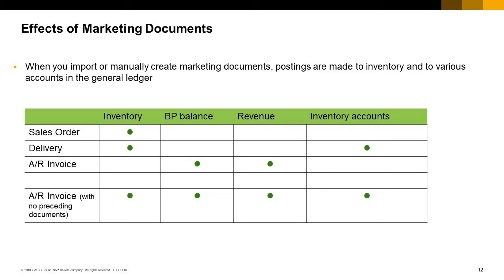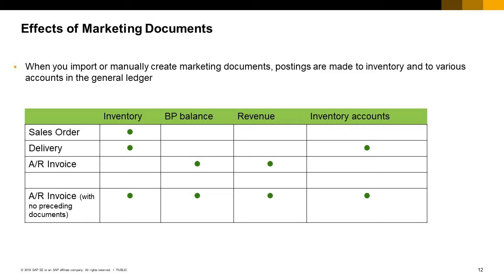An imported AR invoice for the delivery will post to the business partner account, as well as revenue and tax-related accounts. If you decide to import only the AR invoice with no preceding documents, the AR invoice will make the postings and stock changes that would have been made by the preceding documents. If you are loading the transactions as part of the opening balances for a new company, you must make sure that the documents you import are not double counted in inventory.